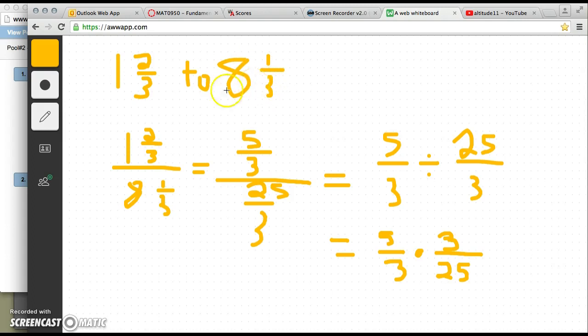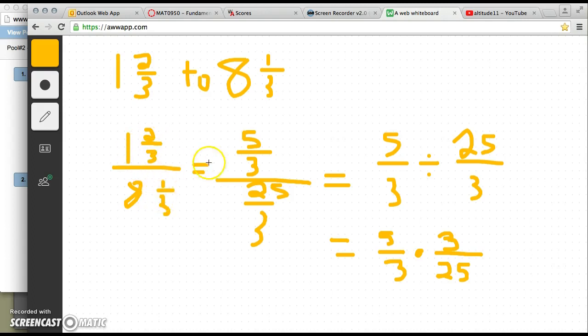So the first thing that we did is we took this ratio, which used the word "to" to separate the two numbers, and we wrote it as a fraction, right? You can use this horizontal fraction bar or division bar to write the ratio, 1 2/3 to 8 1/3. The next thing is that this ratio contained two mixed numbers, and we want to rewrite those mixed numbers as fractions.